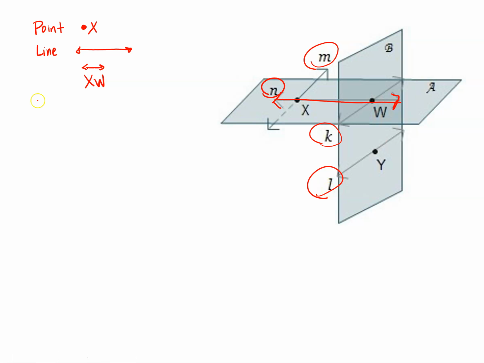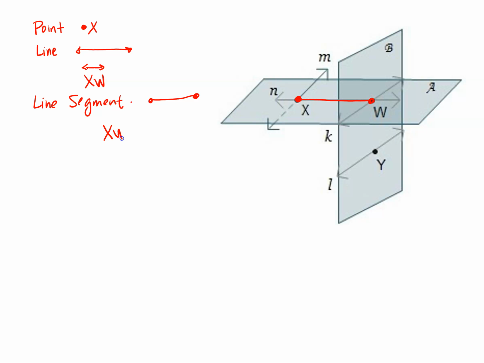All right, after that, we had a line segment. A line segment is just exactly that, a part of a line. It has 2 endpoints. So in this picture, we could say that we have line segment XW. It is the points between X and W. And it is named XW or WX. Either one would be correct.